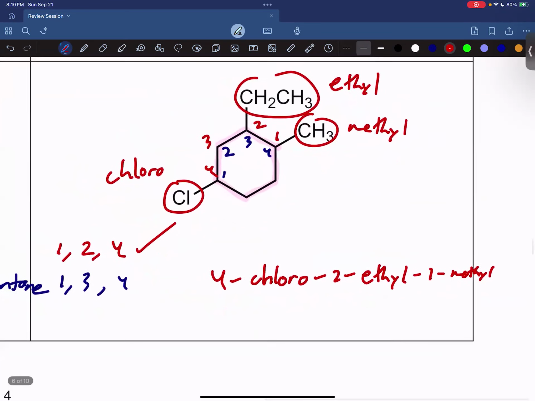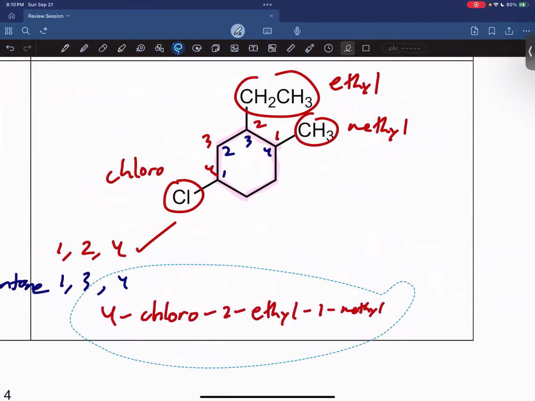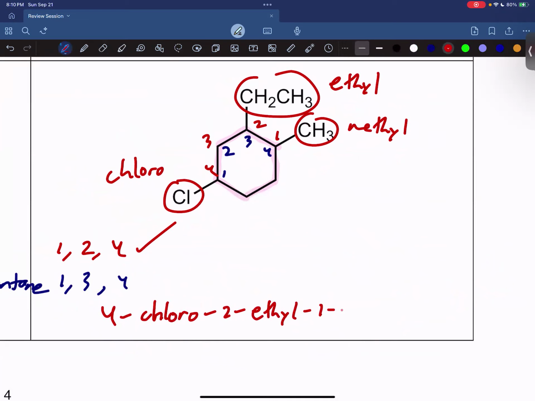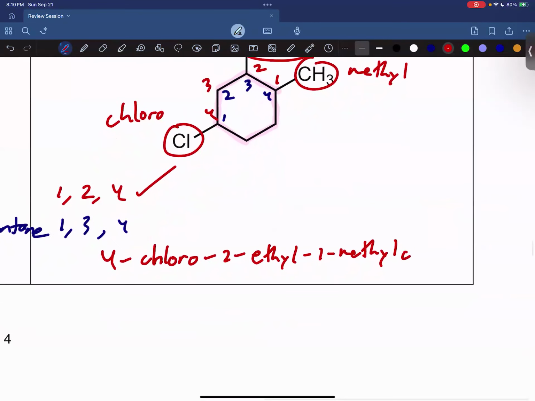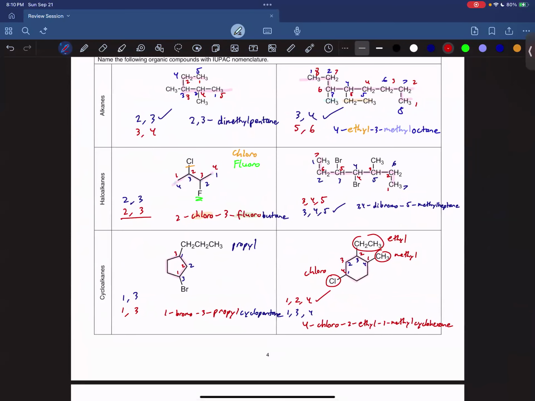And then, oh, I'm going off the page now. Put that down there. Fix that up real quick. And then what's the parent? Yes, cyclo. Exactly. Okay. Any questions? Kind of went through this pretty quickly.